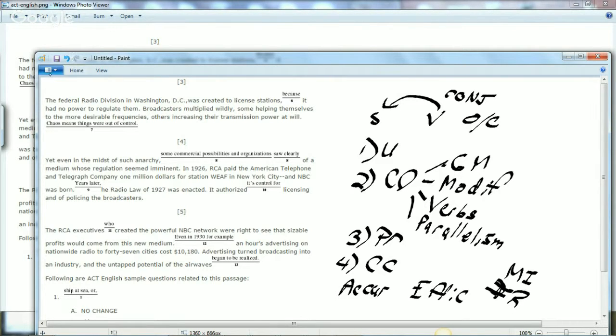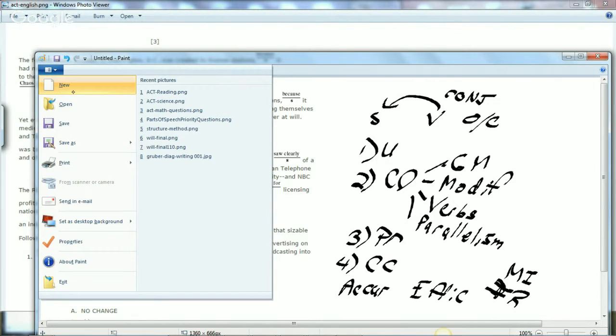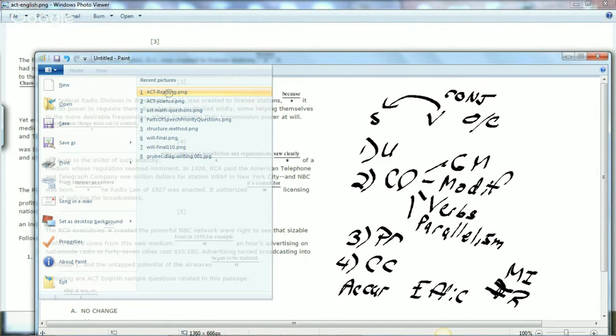Now, the next section that you'll see, which is always going to be past section 2, is going to be that reading section.